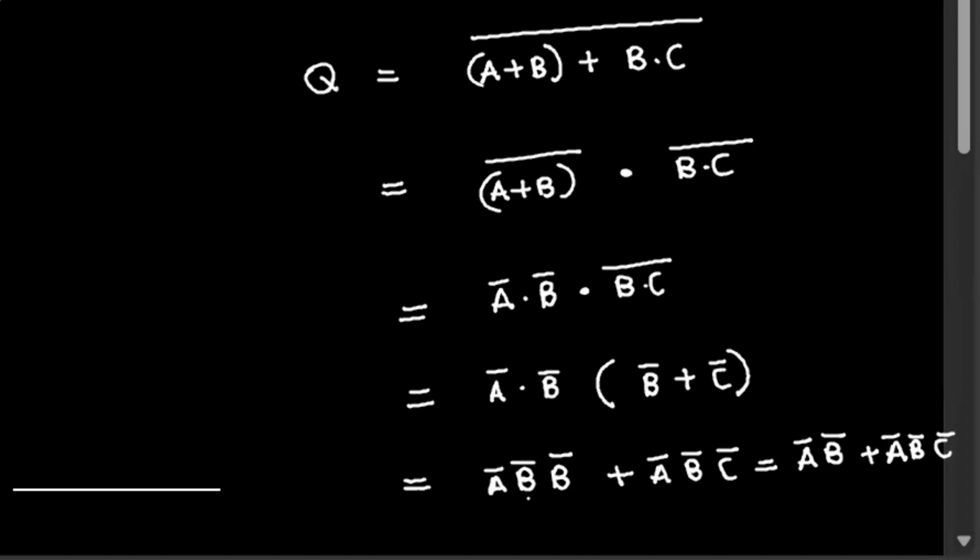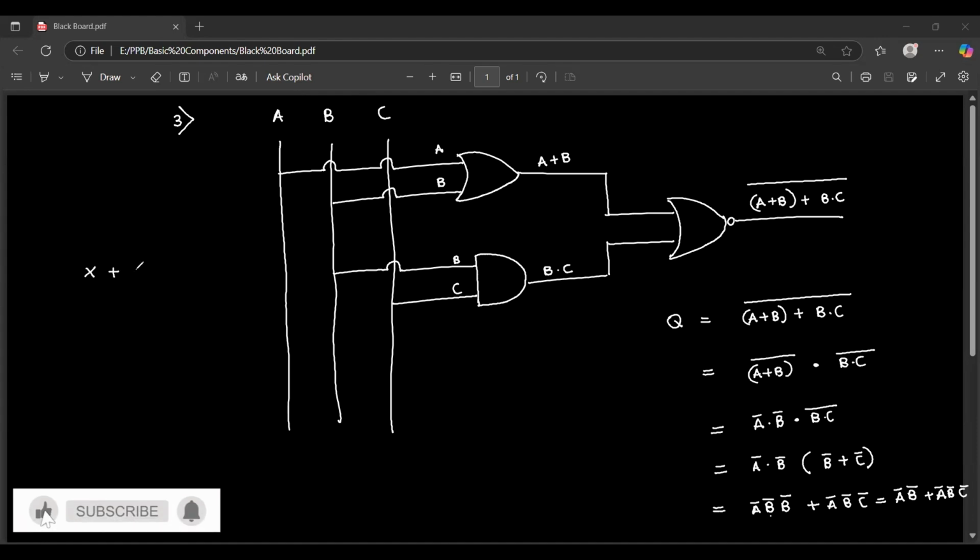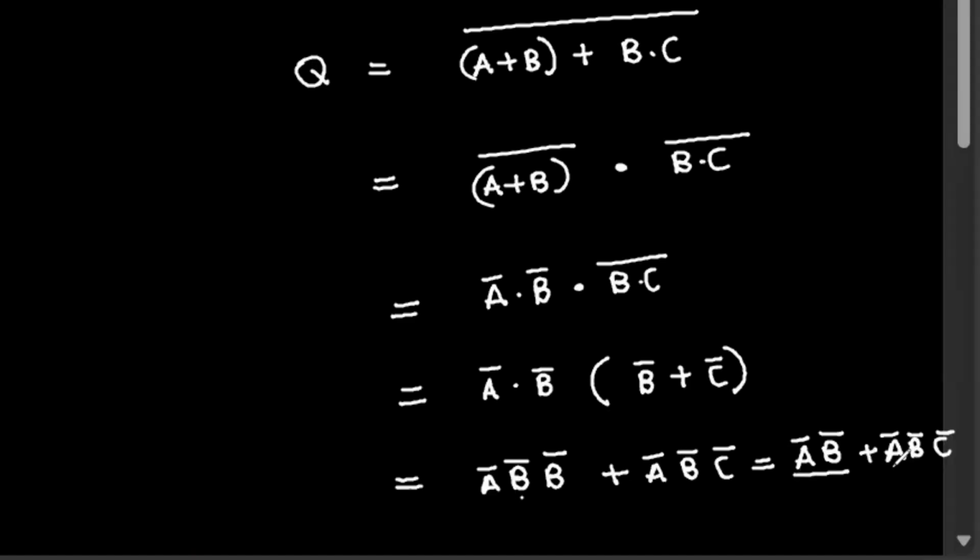Can you look at this? Like if you have x plus xy, the output is equal to x, right? This is what we learned. So here we have A bar B bar, and here we have A bar B bar C bar. So the output will be A bar dot B bar, or you can just say (A plus B) whole thing bar. That's it. Okay, so yeah, this is a way of doing it.